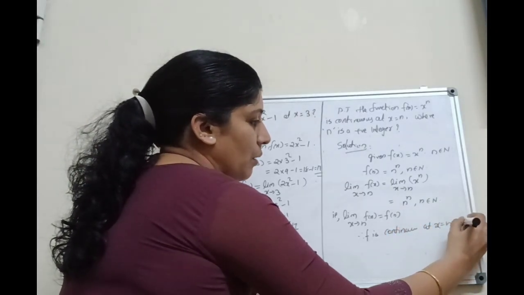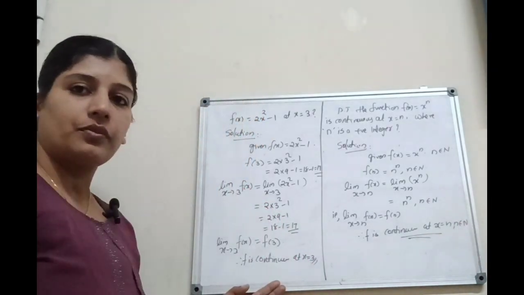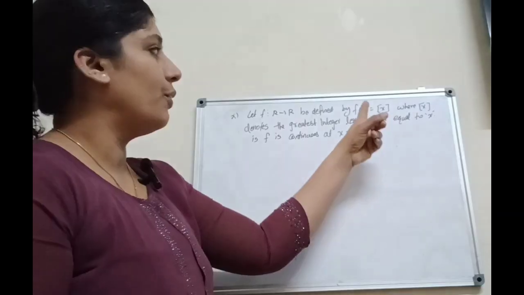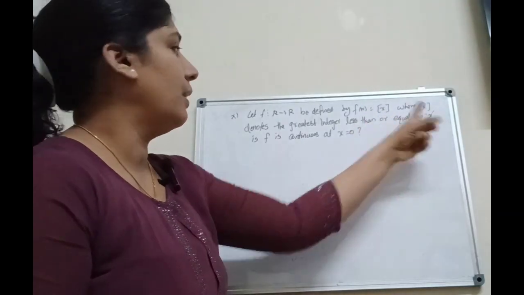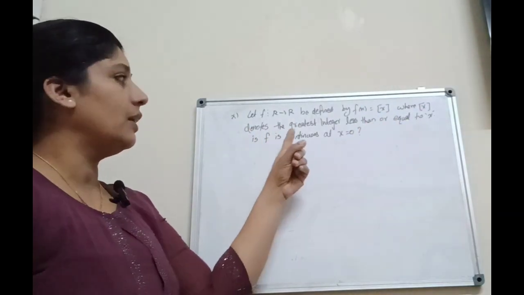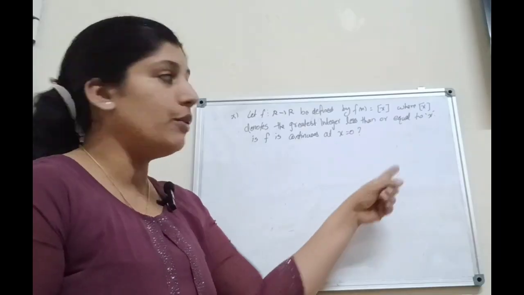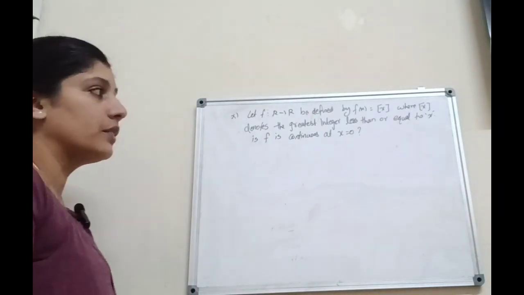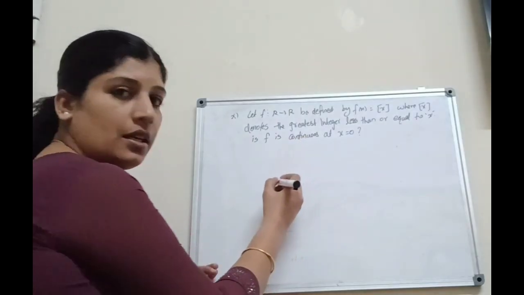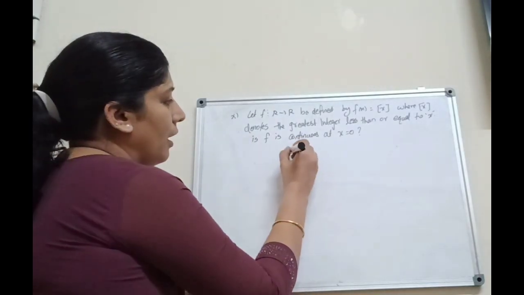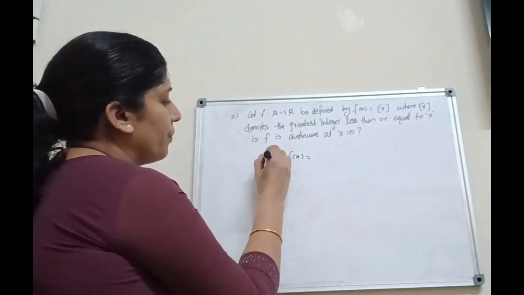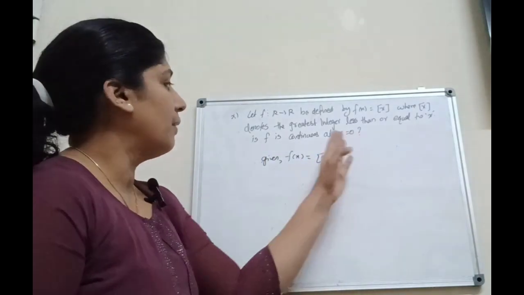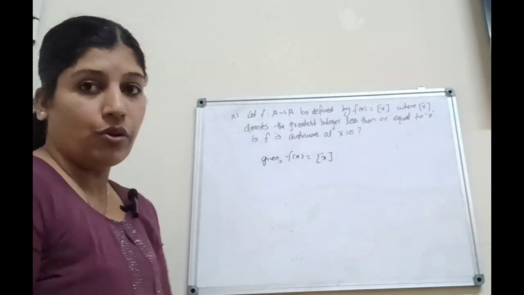Next question: let f from R to R be defined by f of x equal to the greatest integer function of x, where the greatest integer function of x denotes the greatest integer less than or equal to x. Check if f is continuous at x equal to 0. Here the given function is the greatest integer function, f of x equal to [x]. So we have to find out whether the function is continuous at x equal to 0.